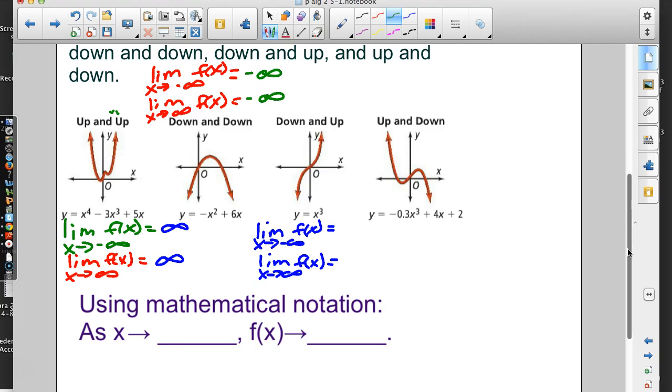All right, for this graph, if you start at 0 and you go to the left forever, should we put positive infinity or negative infinity?